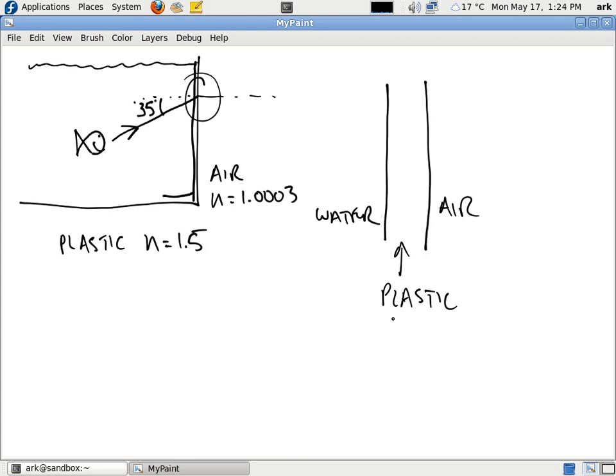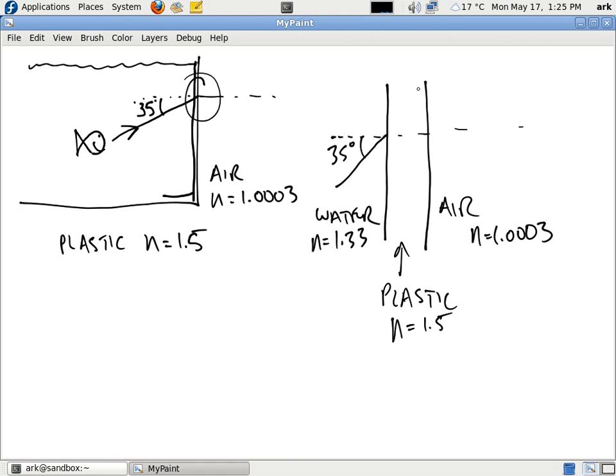Okay? The plastic's index of refraction is 1.5. The air's index of refraction is equal to 1.0003, and the index of refraction of water, I believe, is 1.33. Now I can just double check that, but I think it's 1.33 for water. Yes, that's right. So what happens? Well, we know that the incoming ray is hitting the side of the plastic at 35 degrees. So here's my normal, and that is 35 degrees.